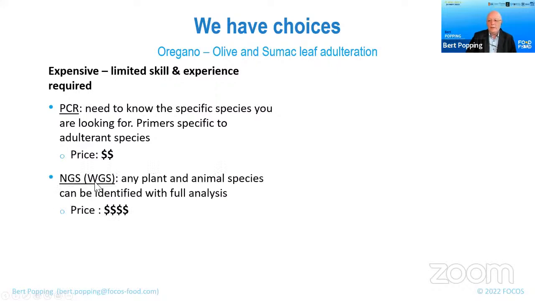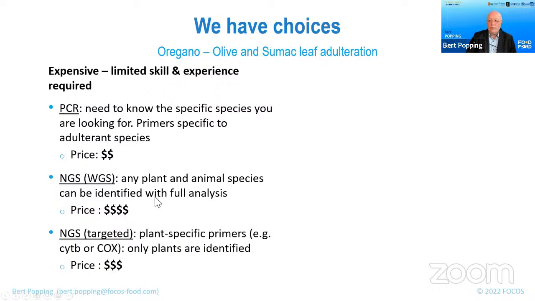This is where next generation sequencing comes in. So here, any plant species, any animal species, bacteria, viruses, you get it all, except that it takes quite some time. It's quite expensive. And I think in terms of cost-benefit ratio, unless you're really looking for something that is severe, it may not make much sense to use whole genome sequencing on what you're looking for.